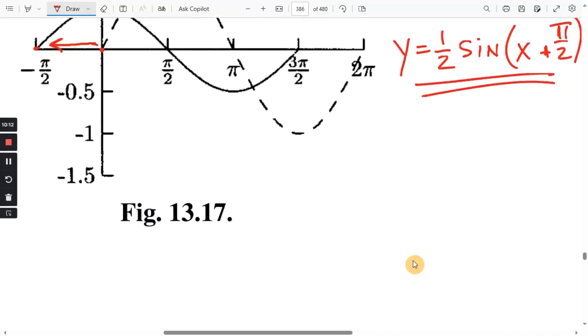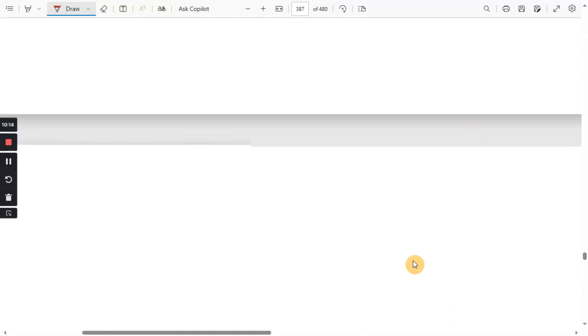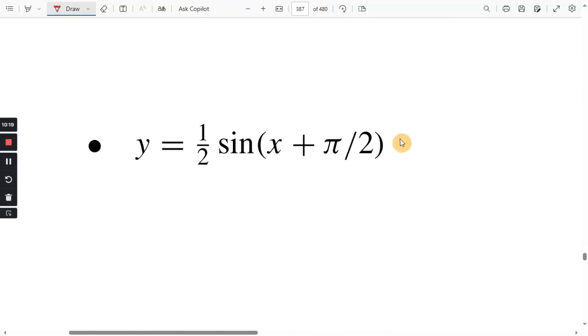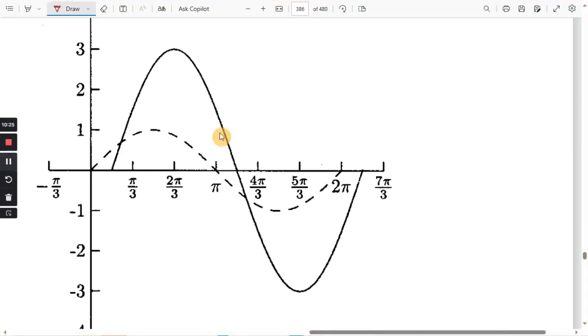That's 13.17. All right, 1/2 sine of x plus pi over 2. That's going to be 13.17. All right, last one. See if you can write the equation for this one, please.